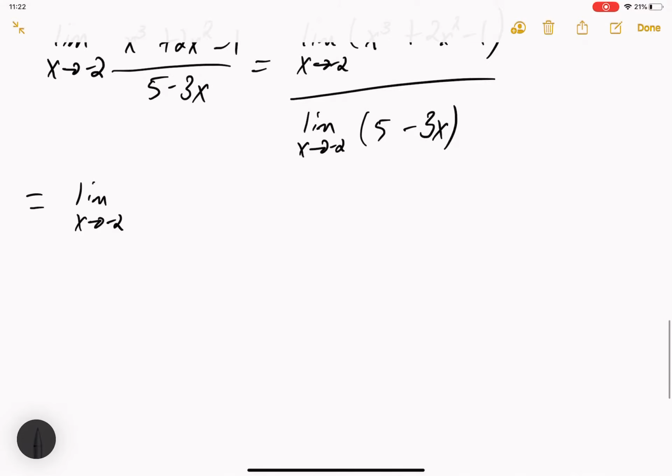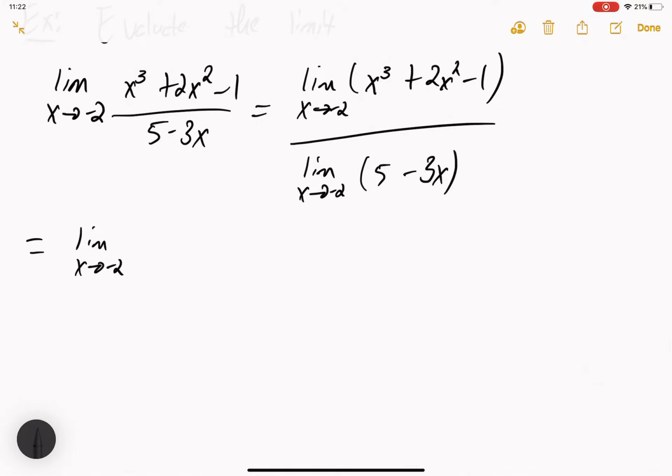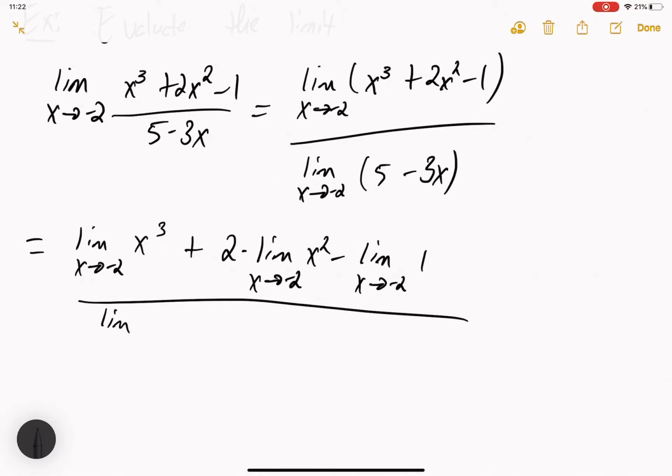So what this means is the numerator is going to be equal to the limit as x goes to -2 of x cubed, plus 2 times the limit as x goes to -2 of x squared, minus the limit as x goes to -2 of 1. And that's all divided by the limit as x goes to -2 of 5 minus 3 times the limit as x goes to -2 of x.